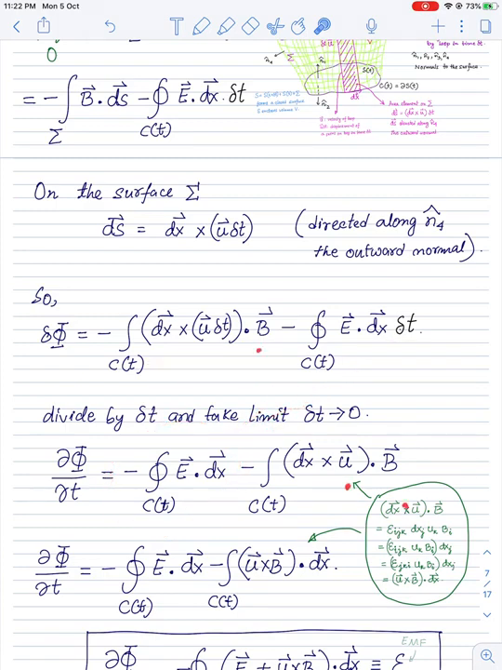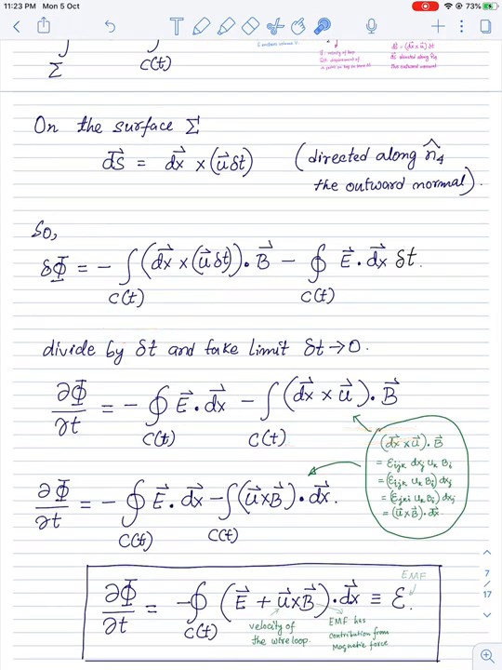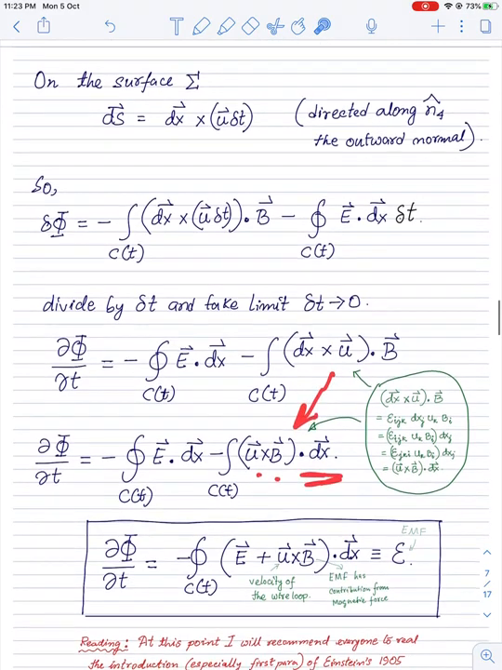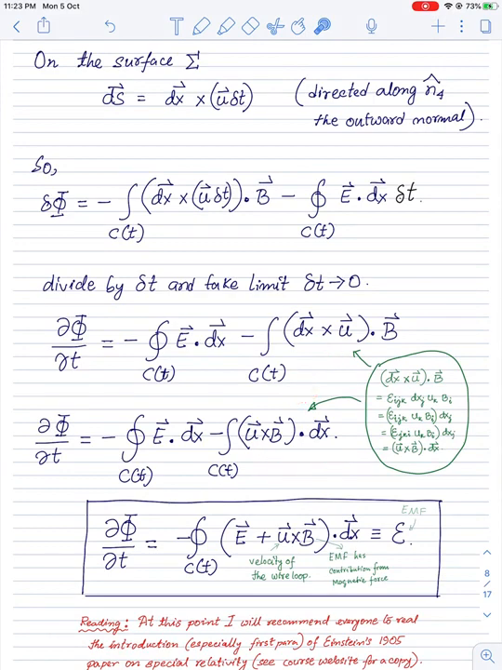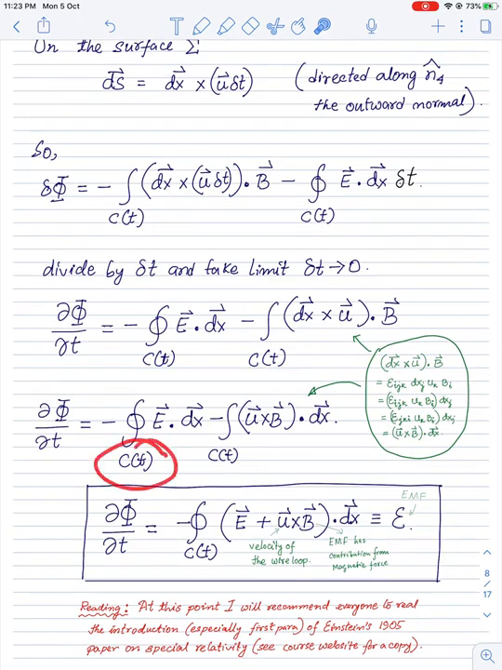One term is this term from the electric field, that is simple, but then there is another term, dx cross u times B. Again, the delta t moves out when I divide by it. This term we can repackage. I have just used the definition of cross product using the epsilon to rewrite this term in this form. We can write it as u cross B dot dx. Now you can see what is going on: both these integrals are integrals over this loop C at time t.